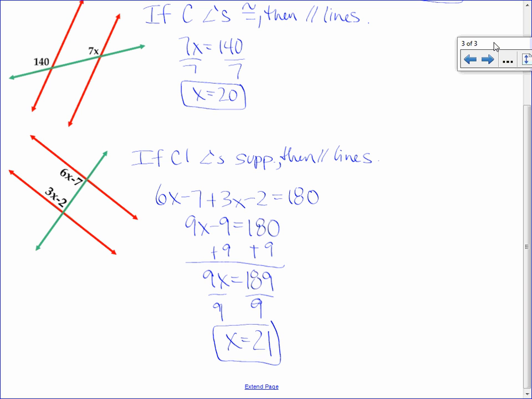Questions on using those if-then sentences? I'm not concerned about your algebra skills, so that's why I sped through that part of it. But make sure you know how to set them up, whether they're equal to each other or equal to 180. Questions?